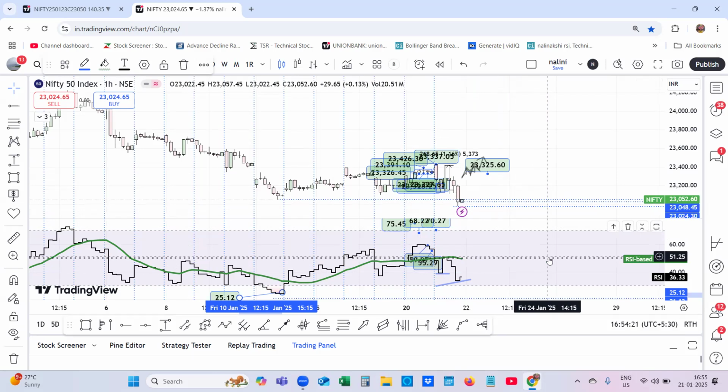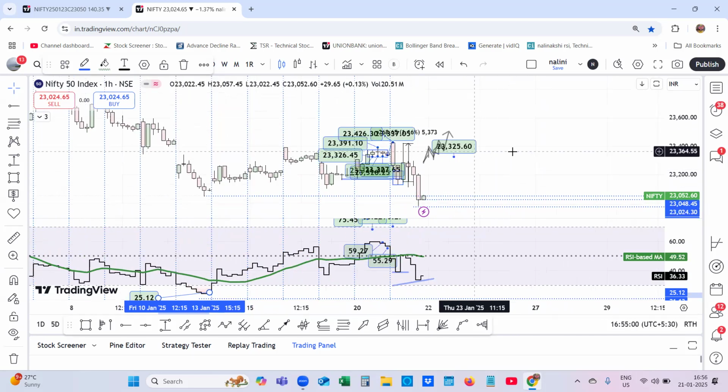Even if it goes down, 23,976, sorry. Even if it goes down, if it makes an RSI, it is a trap of this range. So even if the RSI makes a higher low, you know the reading of the 25.12, that is the low. It is making a lower low, still the reading is above the 36.33. Even if it makes a higher low, you get an opportunity to enter into the market. For that, you need to have patience.